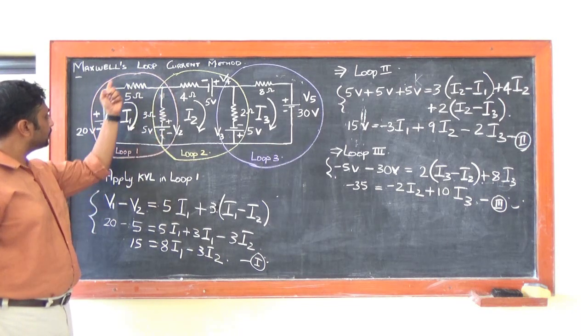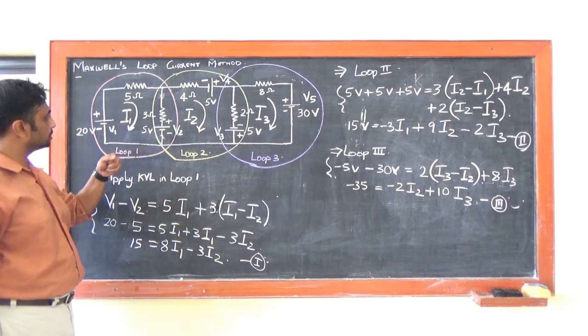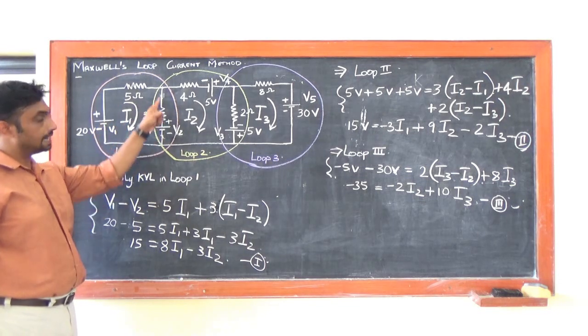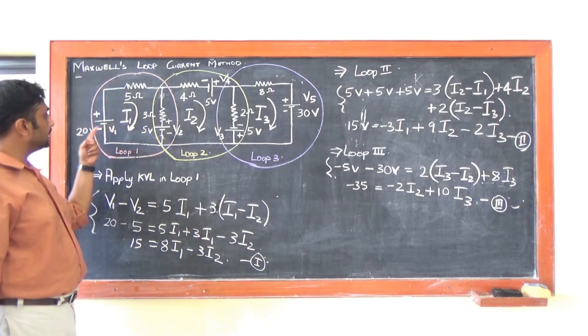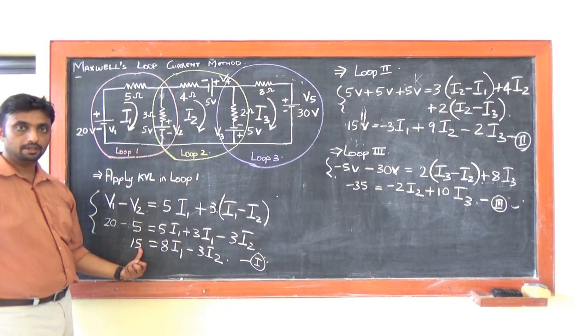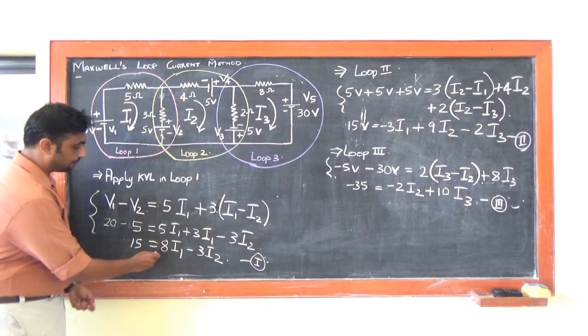V1, your current is moving from positive to negative, matches I1 direction. So it is positive. What about V2? 5 volts, positive to negative, anti-clockwise. So does not match I1. So it will be 20 minus 5, 15. So we can directly write 15 equals to.